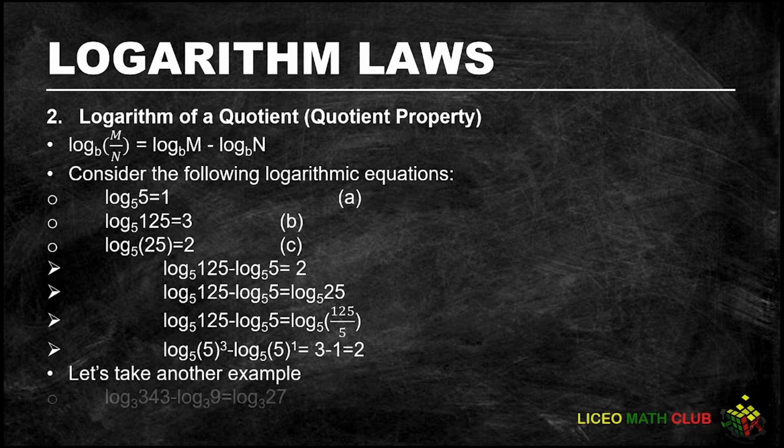Let's take another example. Observe that the argument on the right-hand side is exactly equal to the quotient of the arguments of the left-hand side, wherein 343 divided by 9 is equal to 27. Checking the equation, log base 3 of 343 is 5, log base 3 of 9 is 2, and when subtracted is equal to 3, or the value of log base 3 of 27.